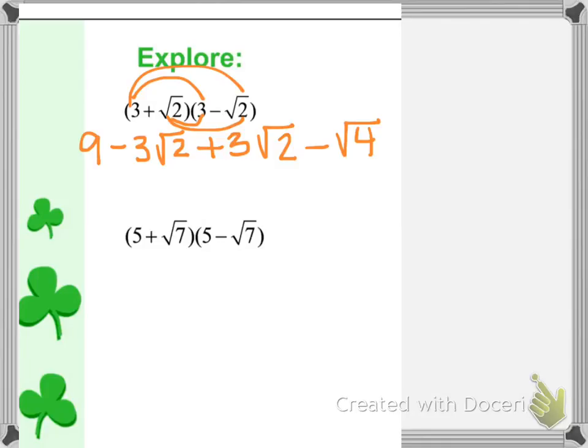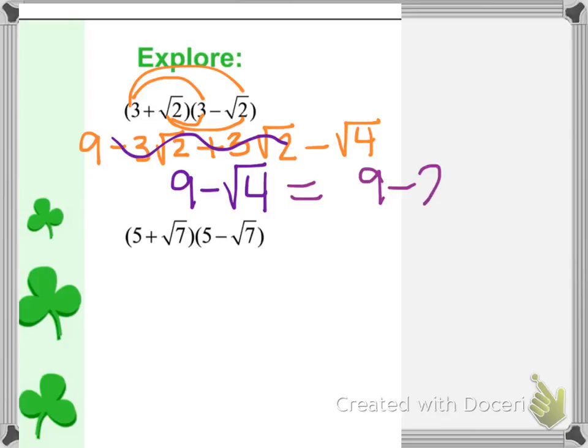Just like when we FOILed conjugates before, the middle terms are the same number, opposite signs, and cancel out. Negative 3 root 2 plus 3 root 2 cancels, which in this case leaves us with 9 minus the square root of 4. Luckily, 4 is a perfect square, so that gives me 9 minus 2, which is 7. So by FOILing these conjugates together, I have successfully gotten rid of any square root that was involved, which is exactly what I want to do when I am working with denominators. I want to get rid of square roots.